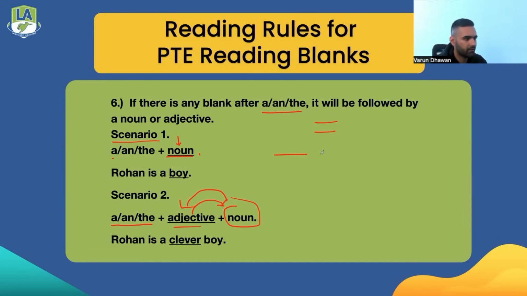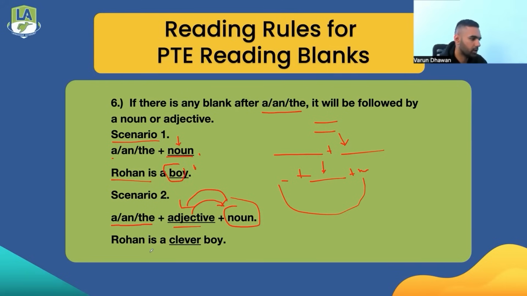First scenario: you have article a, an, or the, and a blank after this. In this blank, you will use a noun. But if you have another scenario where you have a and the, then a blank, and then a noun, so a and the, and noun, in the middle you will have an adjective. For example, Rohan is a dash. We don't have any noun over here. We just have one blank. This will be a noun.